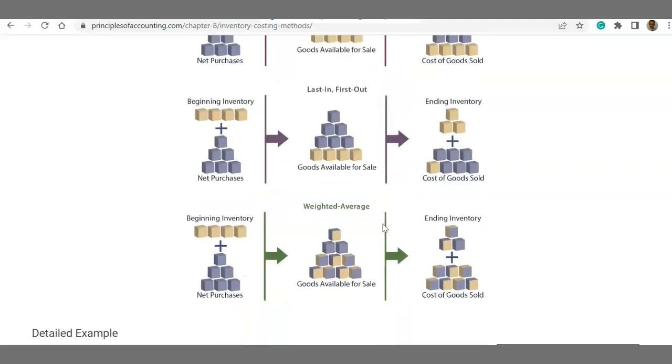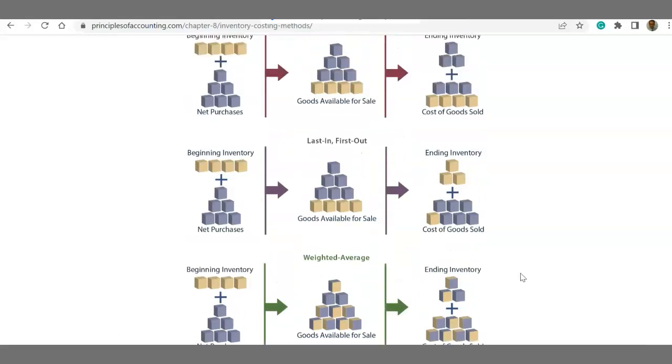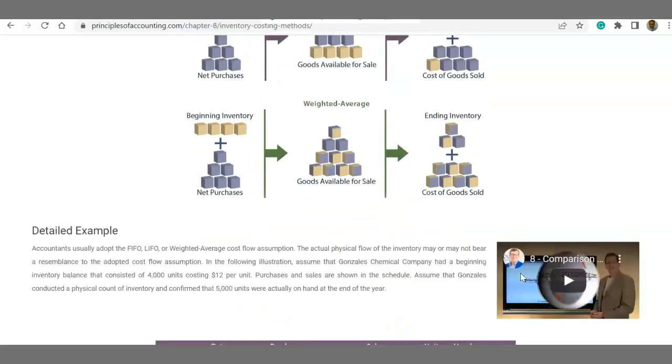Weighted average is just a combination. So you have to account for how many units you have in total and how much you paid for them. Then divide the total dollar amount by the total number of units, and you get an average cost. Based on the average cost, you can easily calculate your ending inventory value for your balance sheet and the cost of goods sold for your income statement. Any questions so far, please?